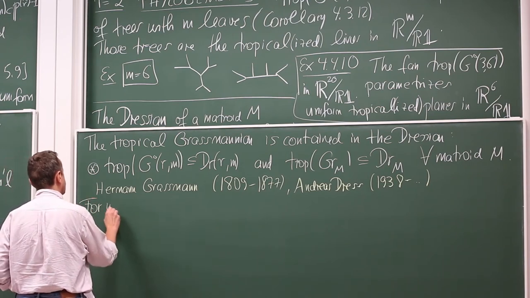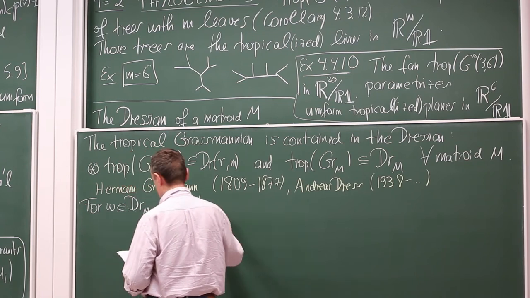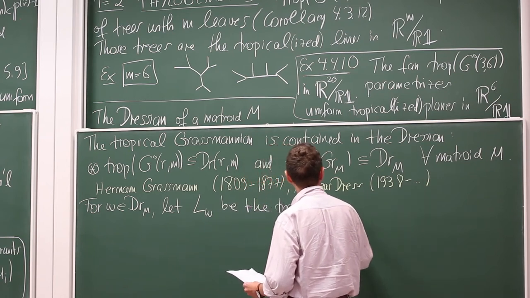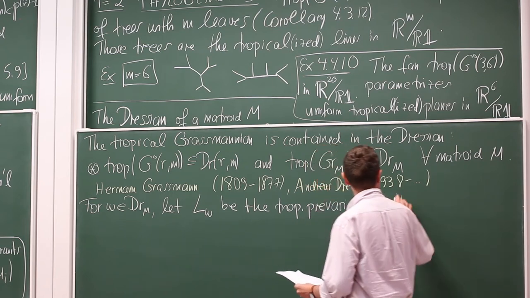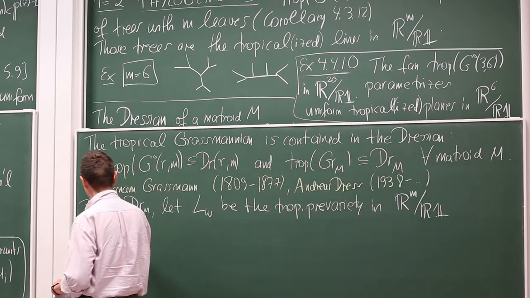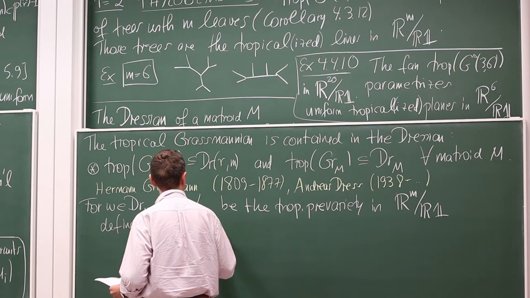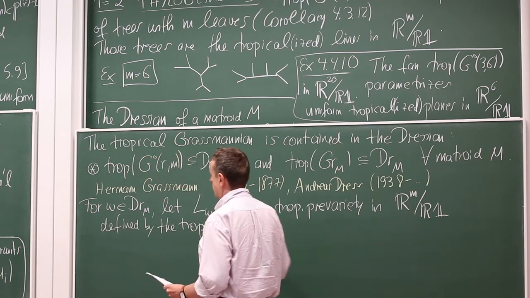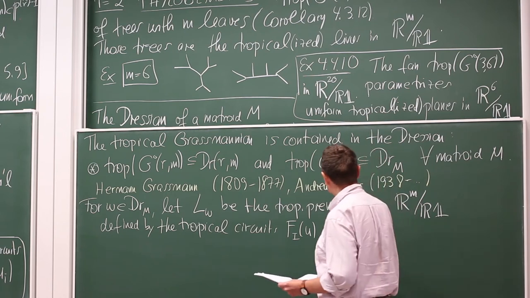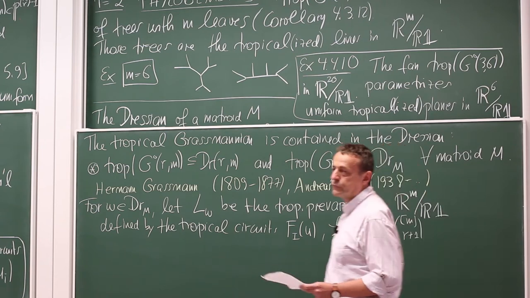So if you have a point in the Dressian, so if W is in the Dressian of a matroid, let's write LW for the tropical pre-variety in R^m mod all 1 defined by the tropical circuits. And the tropical circuits are over here, so that's f_I in the variables u1 up to um, and we do this for every index set I of cardinality r plus 1 out of the first m positive integers.